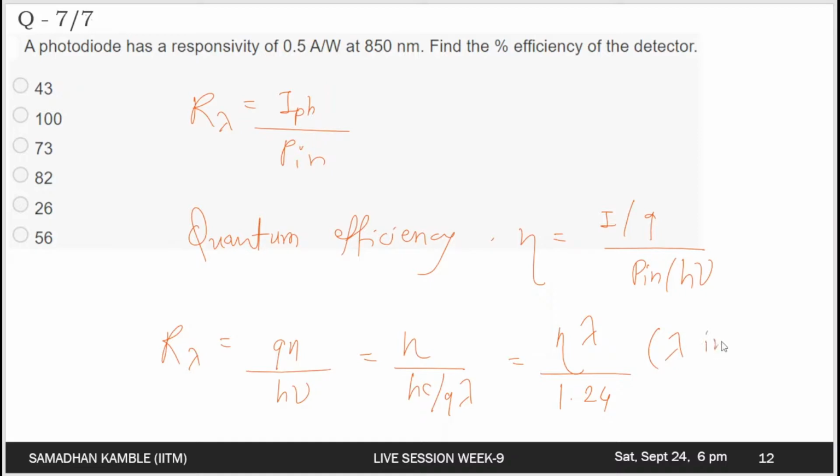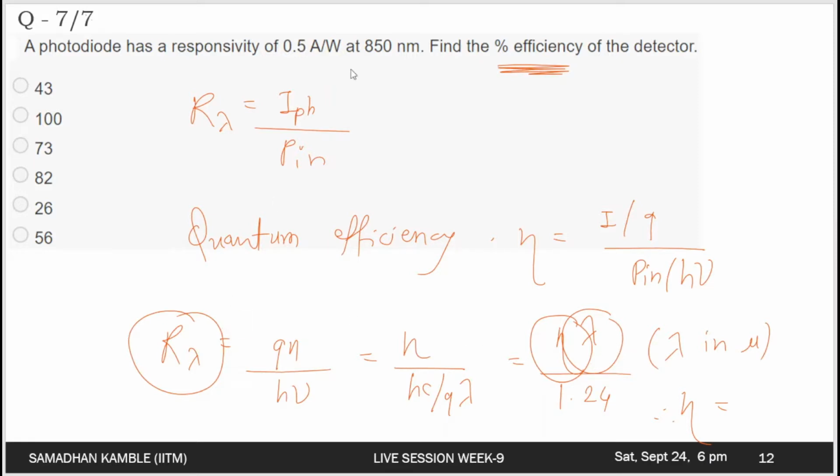Remember, lambda is in micron. So we have R lambda, which is the responsivity of a detector, then eta, which is the quantum efficiency, and lambda, which is the wavelength of the incident photon. These three parameters are related to each other. We need to find the percent efficiency, that is eta. From this relation we can get eta simply as R lambda times 1.24 divided by lambda.